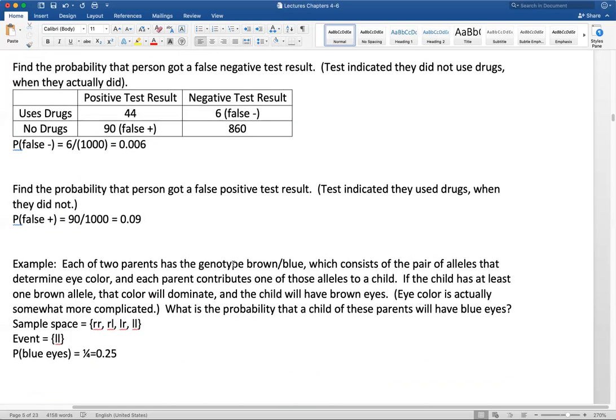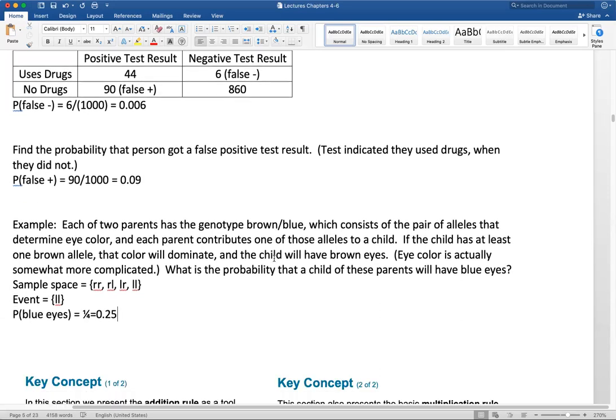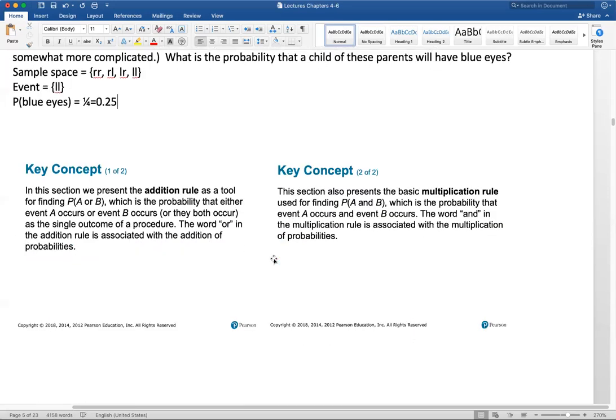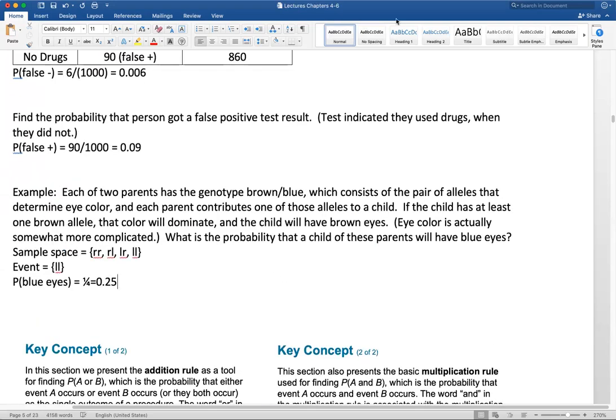So that's section 4.1. I just introduced probability and the concept of probability, and several terminologies of probability. Okay, next time we're going to study the addition rule and the multiplication rule in probability. Okay, let me stop here.